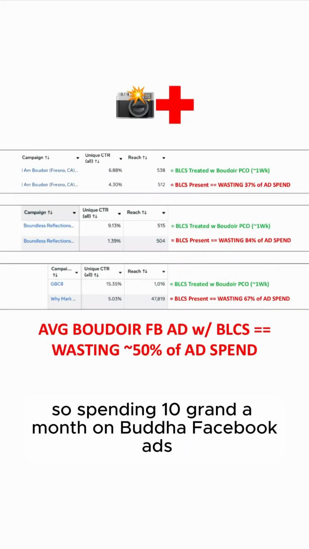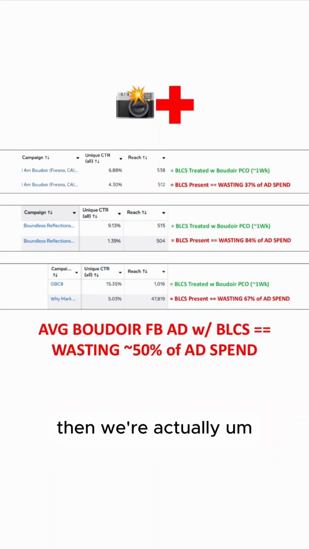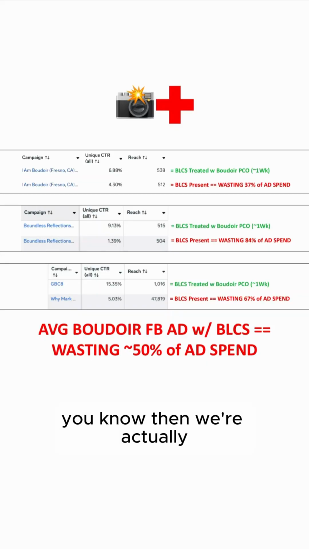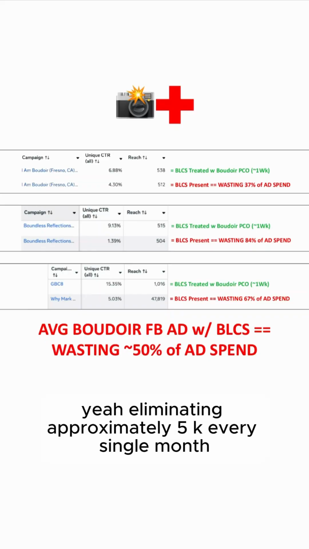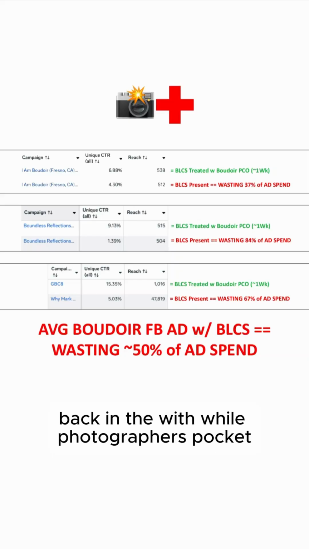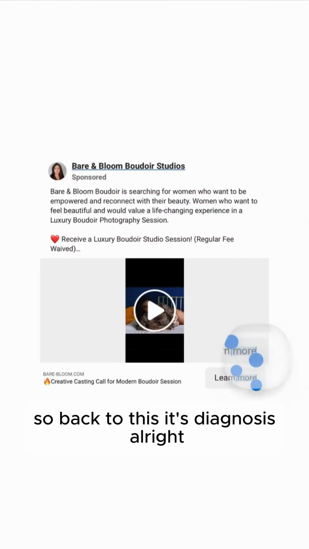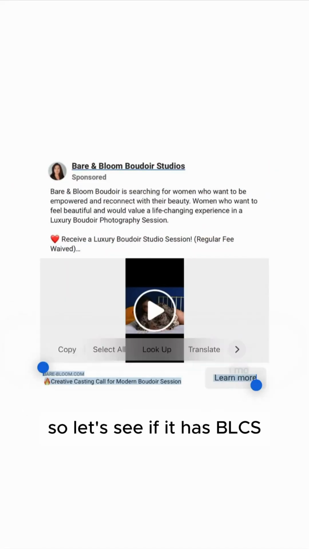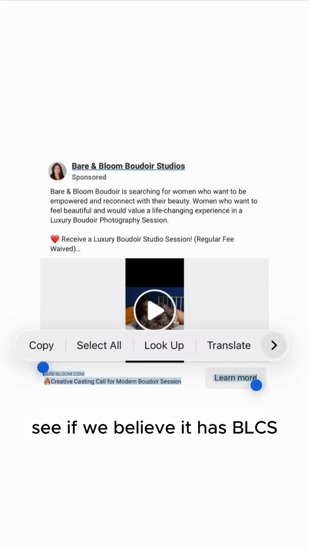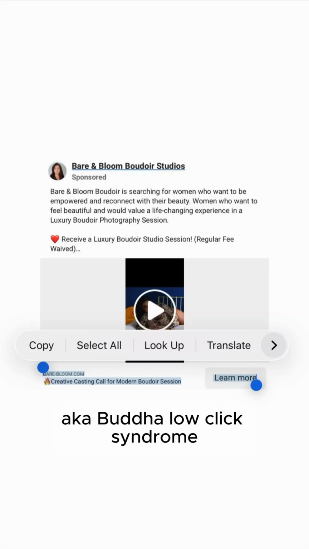So if you're spending 10 grand a month on Boudoir Facebook ads, then we're actually eliminating approximately 5K every single month back in the Boudoir photographer's pocket. They keep that, they no longer have to spend it. And it's approximately 60K in the next year. So back to this diagnosis. All right, so let's see if we believe it has BLCS, aka Boudoir Low Click Syndrome.